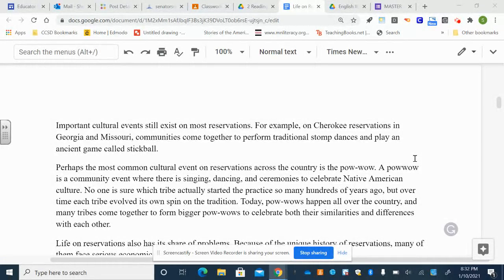A powwow is a community event where there is singing, dancing, and ceremonies to celebrate Native American culture. No one is sure which tribe actually started the practice so many hundreds of years ago, but over time, each tribe evolved its own spin on their tradition. Today, powwows happen all over the country, and many tribes come together to form bigger powwows to celebrate both their similarities and differences with each other.